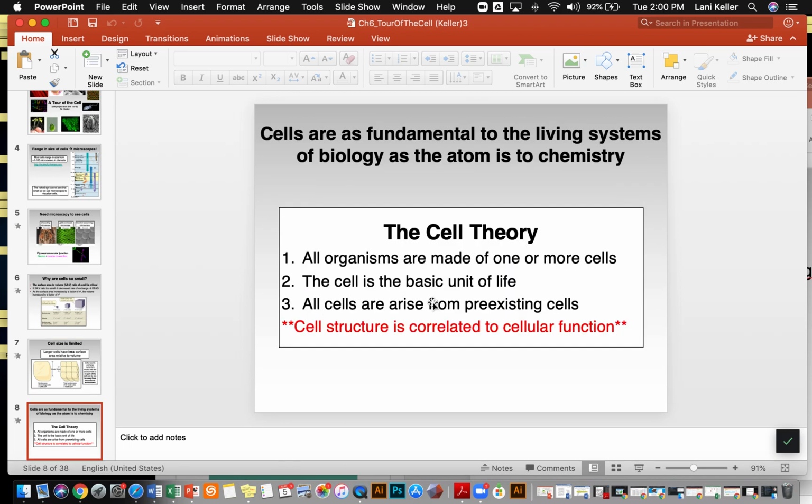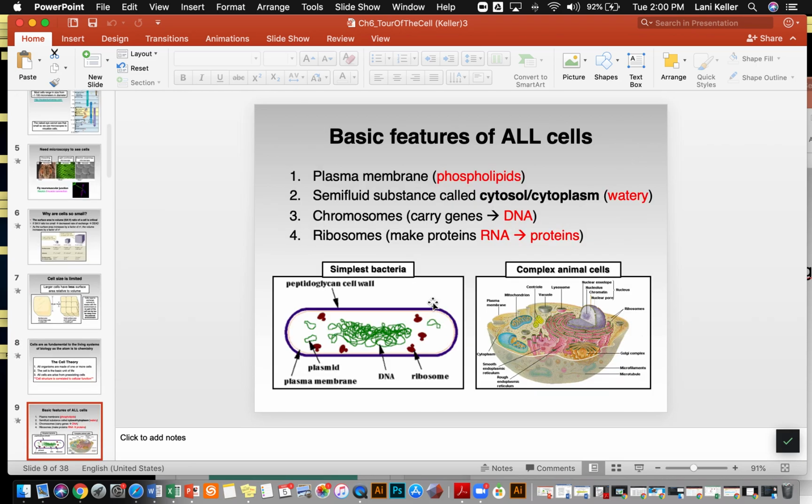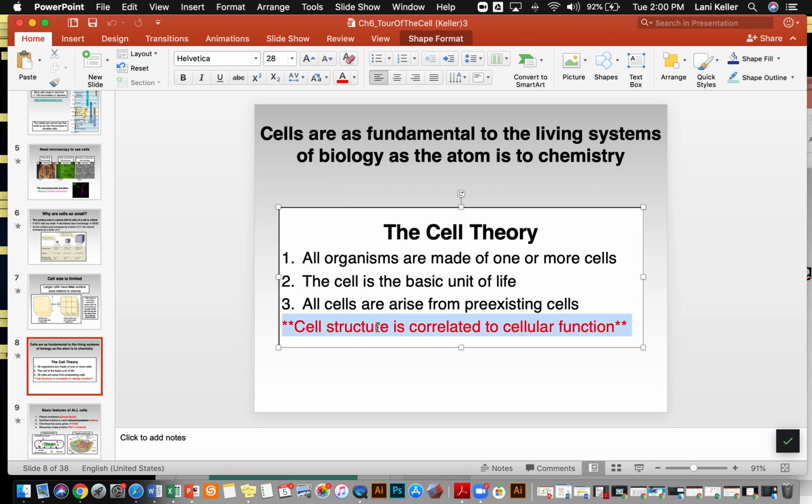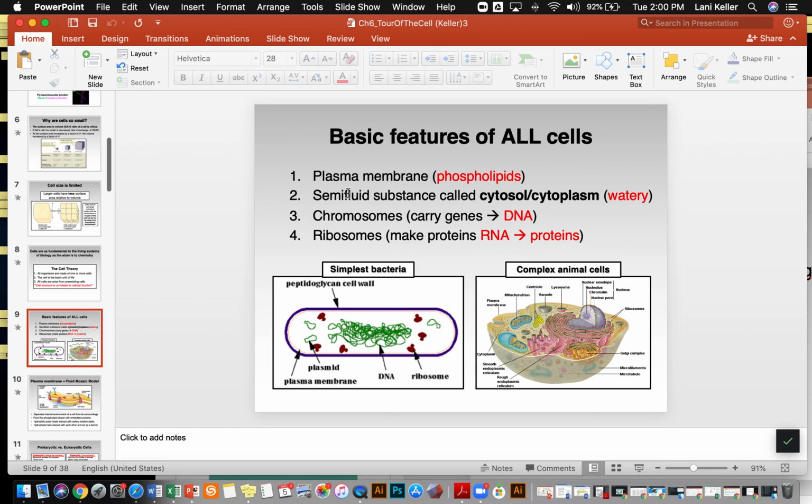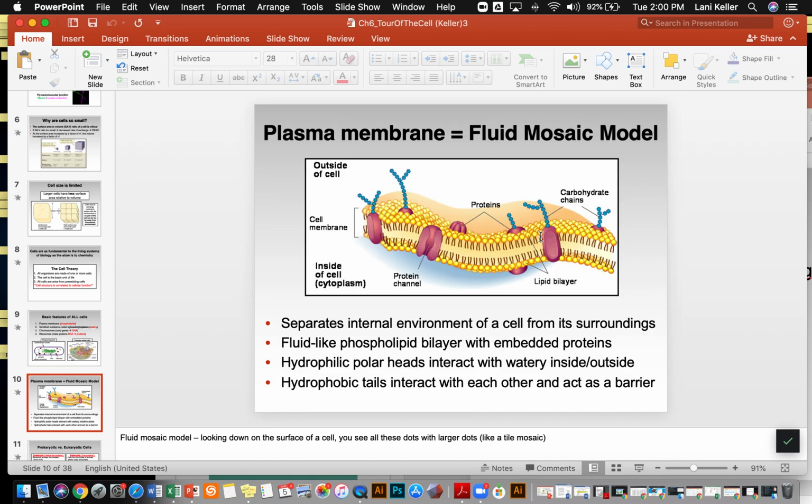Cell theory: all organisms are made of one or more cells, the cell is the basic unit of life, and cells arise from pre-existing cells. It's very important that cell structure is correlated to cell function, as you guys saw in your cell projects. The basic features of all cells: phospholipid bilayer, cytosol, some sort of genetic material, and ribosomes, which help make proteins from RNA. So remember, there's always a flow of information: DNA to RNA to proteins.